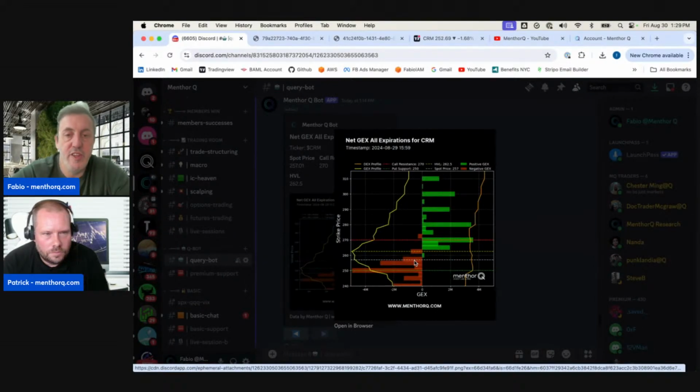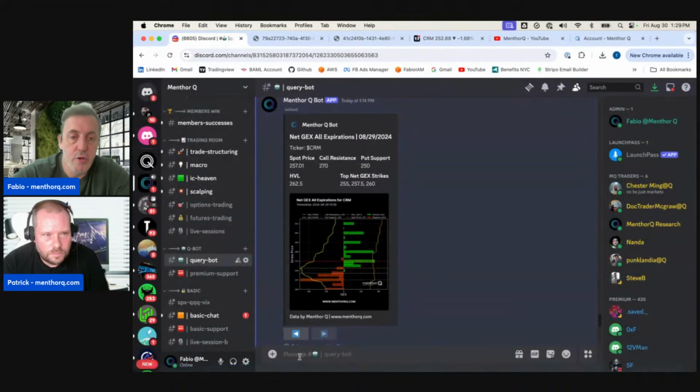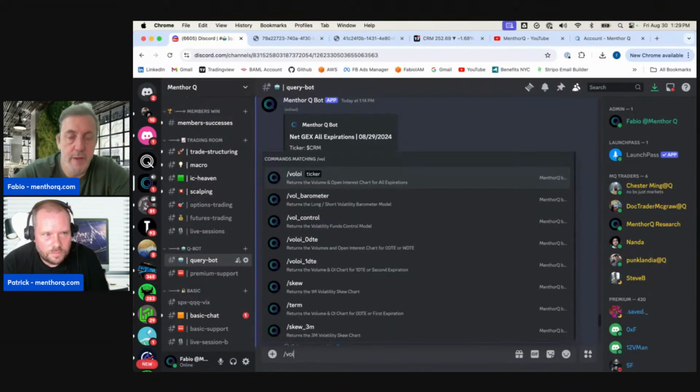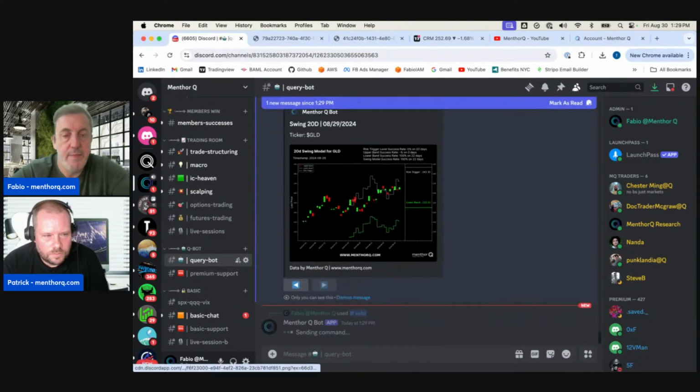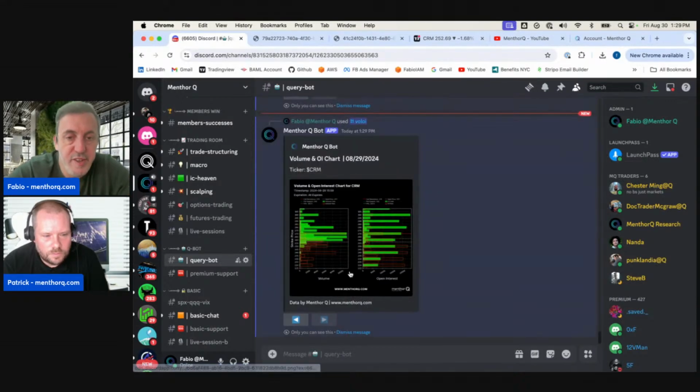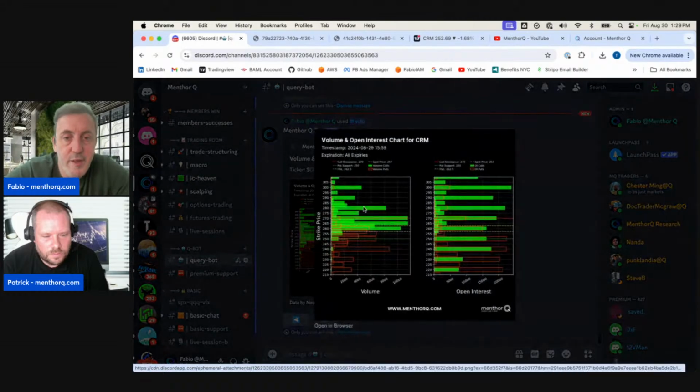So you want to see how these bars are positioned, what the top strikes are. We can also look at, for example, volume and open interest. Here we can do the same, type in the ticker. We can see what the volume is on which strike and what the open interest looks like. Is there a lot of call activity, put activity? What are the strikes that should be in play?